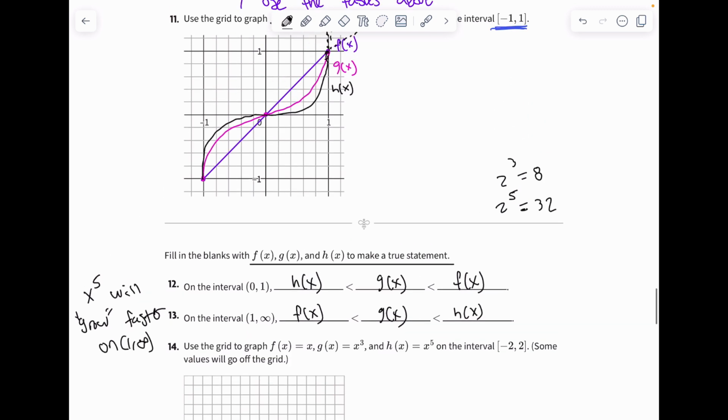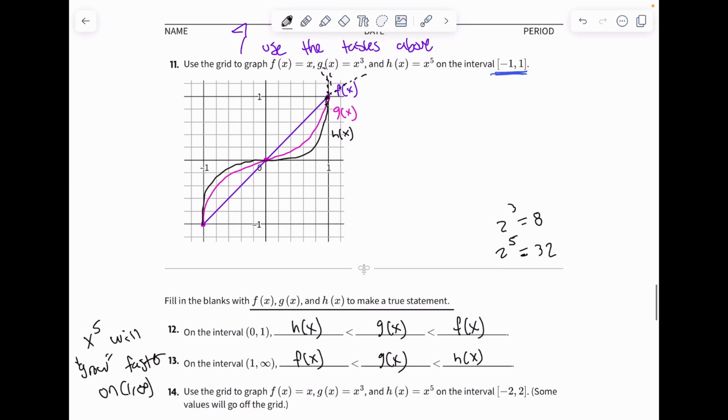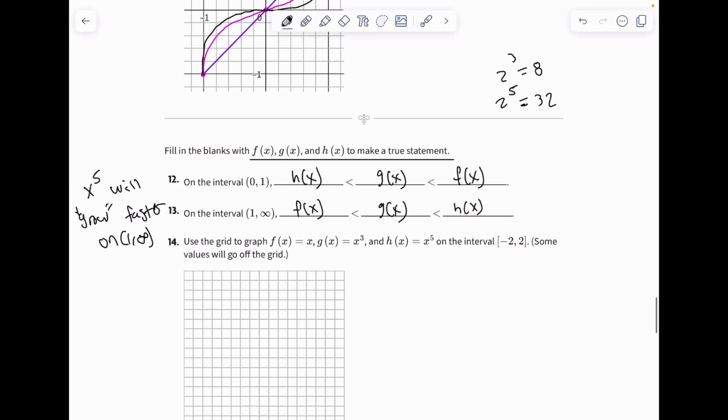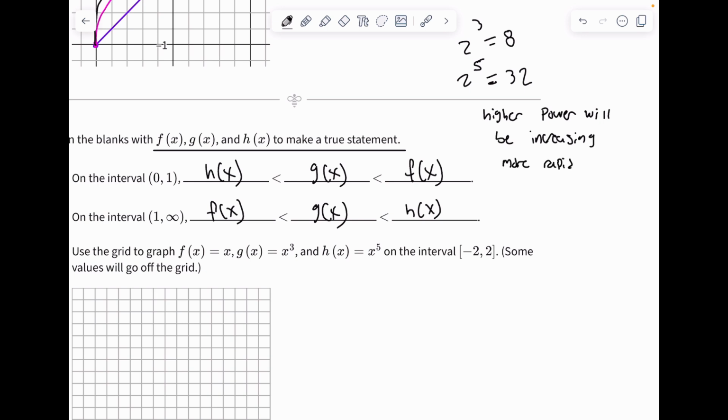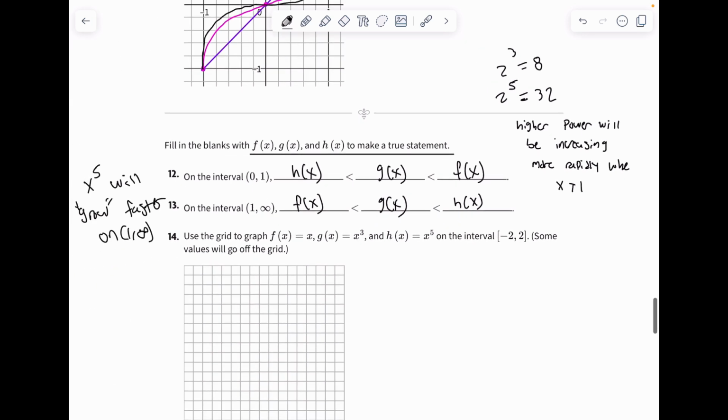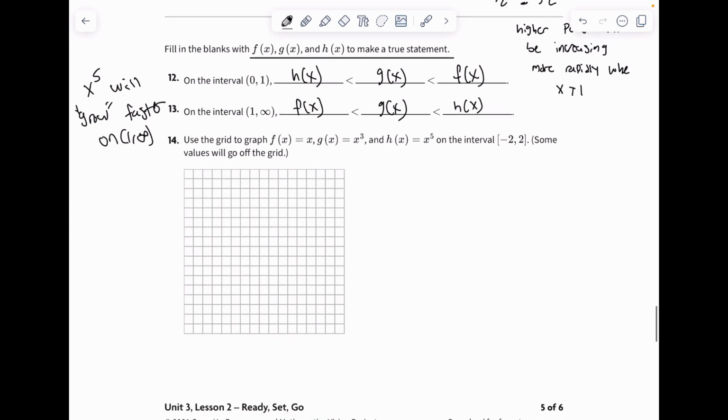I hope that made a little bit of sense, okay? Again, you should use your graph, and you can also graph that. But I think the point that I'm trying to get at is that h of x has a higher power. So a higher power will be increasing more rapidly when x is greater than 1. Let's just say that, okay?